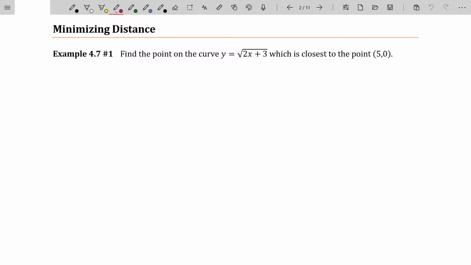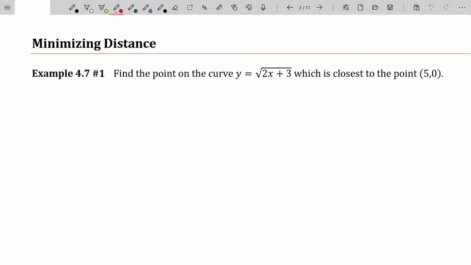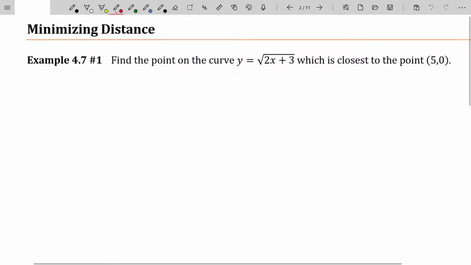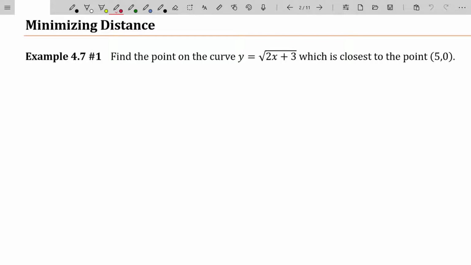So the first style of problem that I want to talk about is minimizing distance problems. Maximizing distance problems are usually not existing, like that. Who cares about giving the longest distance? We want to minimize distance. So the first one we're seeing here is more of a theory problem than it is an actual applied problem. Find the point on this curve which is closest to the point 5, 0.